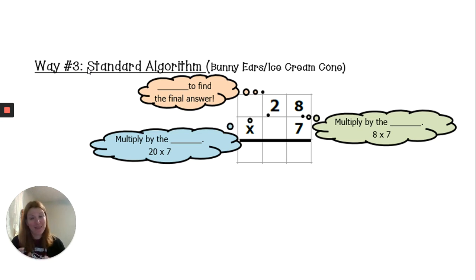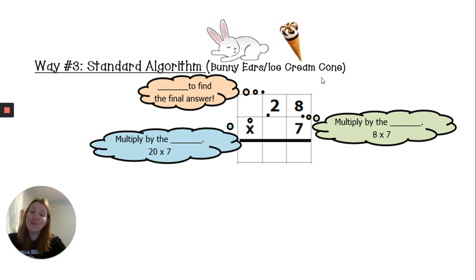That's the cool part about this way of solving it. Okay, by the way, I also call the standard algorithm, that's the fancy math word, a bunny ear problem or an ice cream cone problem. And I'll explain to you why I call it those two after I show you how to do the problem.